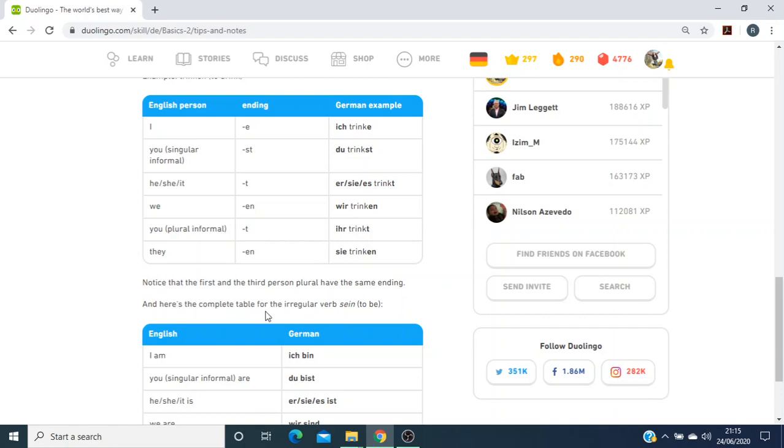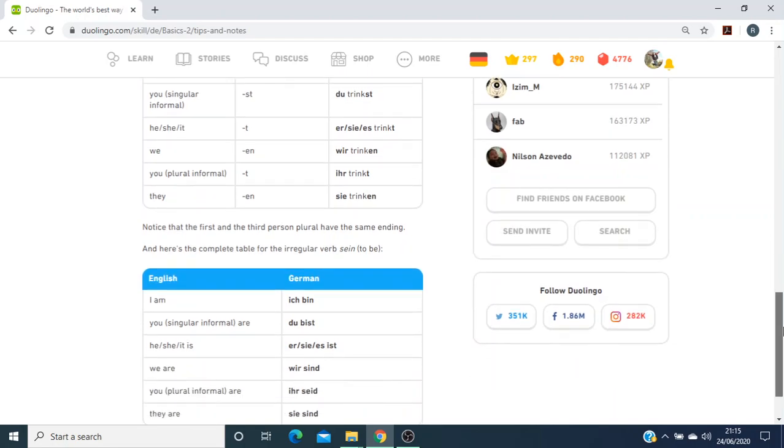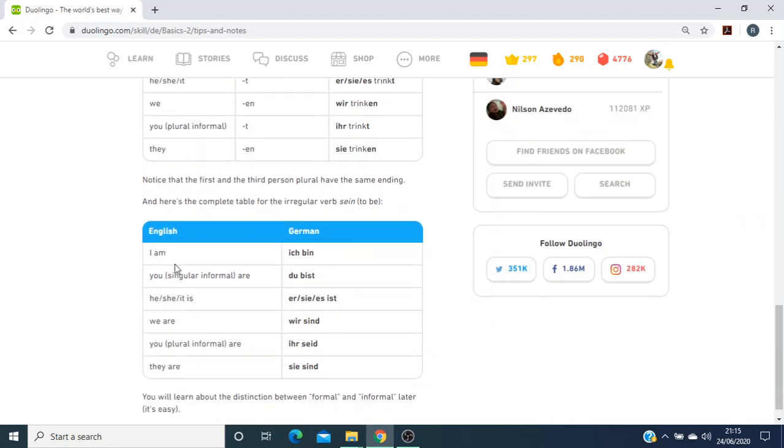And here's the complete table for the irregular verb sein, to be. So I am, ich bin, du bist, er, sie, es ist, we are is wir sind, you plural is ihr seid, and they are, sie sind. You'll learn about the distinction between formal and informal later. It's very easy.